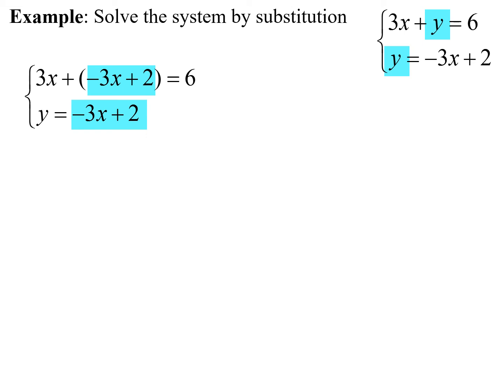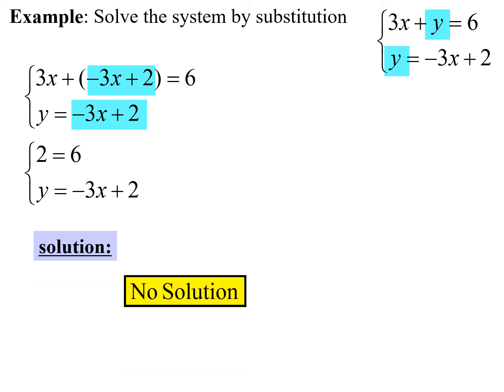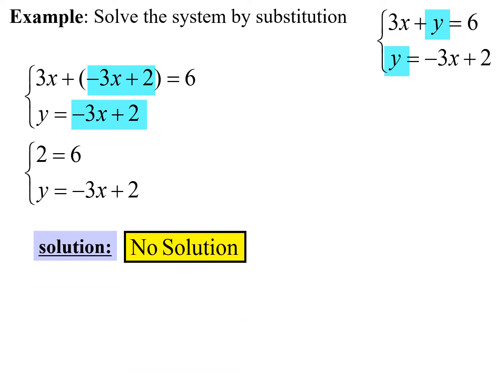So I'm going to look to simplify my first equation and solve for x. When I simplify that first equation, I get 3x plus negative 3x is 0x. So I end up with 2 equals 6. Now that's a contradiction. 2 will never equal 6, and 6 will never equal 2. So since we end up with a contradiction, our solution is no solution at all.